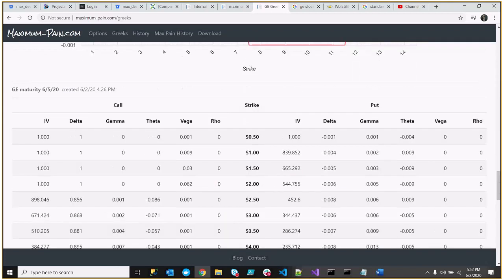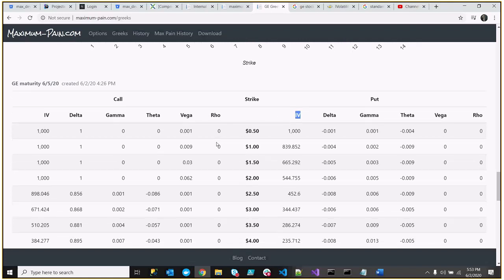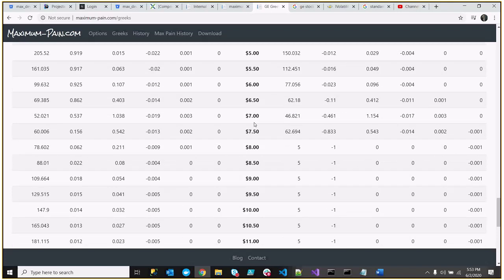We just want to note the headers here, that we have the IV at the left side of the calls table, and then it's right after the bold strike on the put. But let's focus on the call. GE stock price today is actually $7.05. And let's take a look at the $7 call.